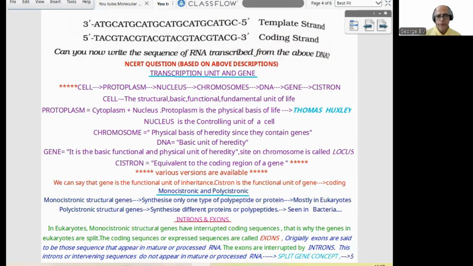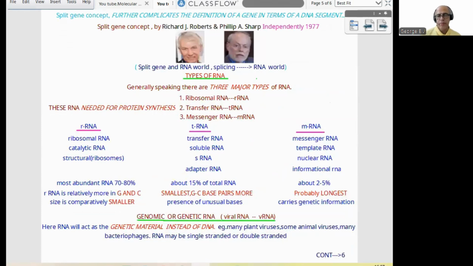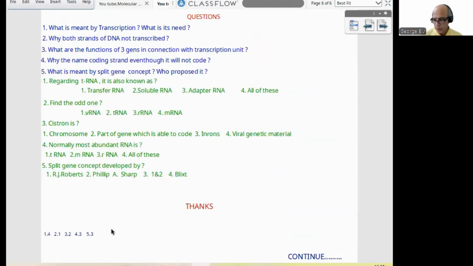After this, monocistronic and polycistronic: what is the meaning, prokaryote or eukaryote? Then we discussed another two terms, intron and exon. Exon is functional, intron is non-functional, and it will be removed. Then the split gene concept by two famous scientists, Roberts and Sharp, independently in 1977. Then types of RNA: rRNA, tRNA, mRNA, how the name came, then quantity, function, their length, etc. Then the odd one, genomic or genetic RNA, viral RNA. Then 5 theory questions and 5 NEET model questions with the key. Hoping that it is clear to all of you.